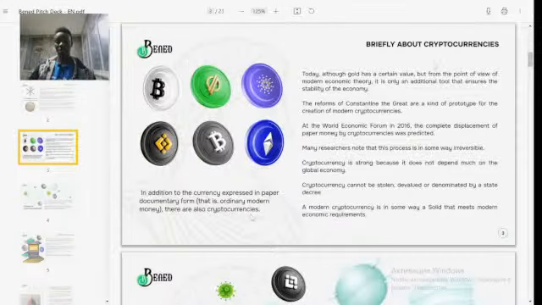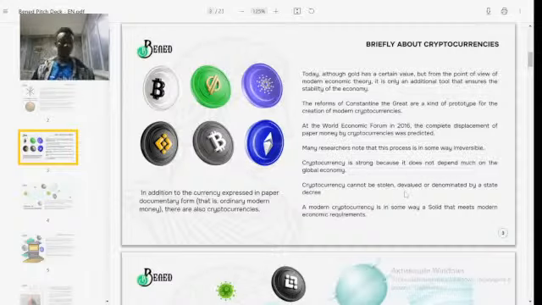Now, briefly about cryptocurrencies. Today, although gold has a certain value, from the point of view of modern economic theory, it is only an additional tool that ensures the stability of the economy. And the reform of Constantine the Great are a kind of prototype for the creation of modern cryptocurrencies. At the World Economic Forum in 2016, the complete displacement of paper money by cryptocurrencies was predicted. Many researchers note that this process is in some way irreversible, and cryptocurrency is strong because it does not depend much on the global economy.